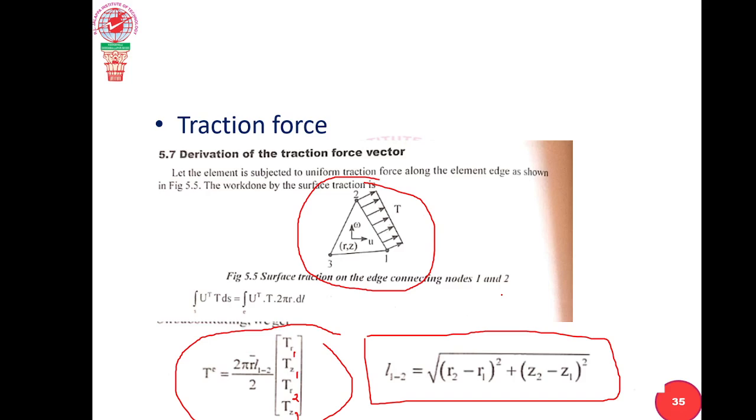Clear? Have you copied everything? Where L is called the length over which the traction force acts. Okay, so that's all. Clear?